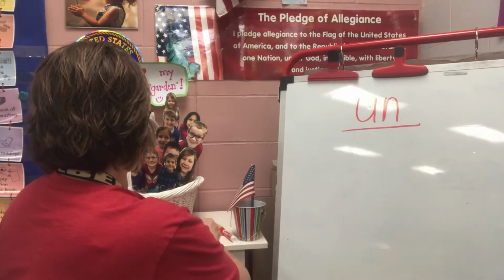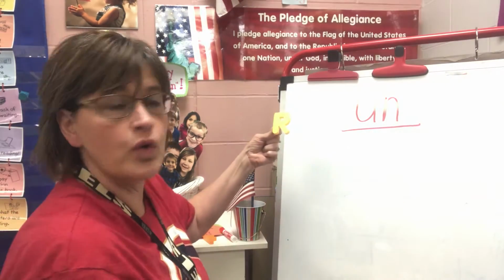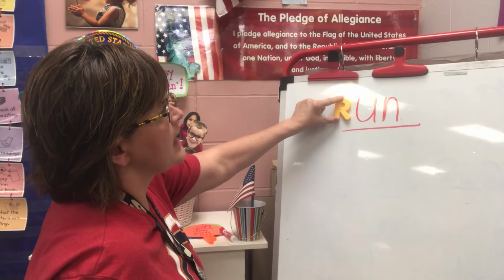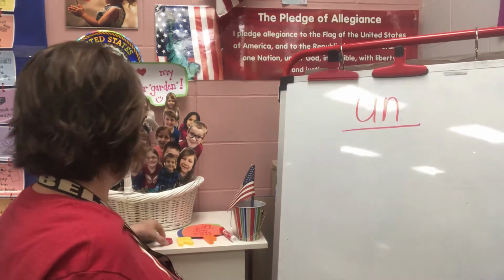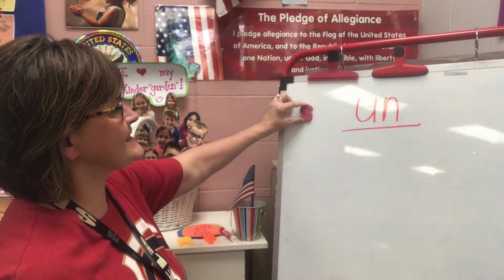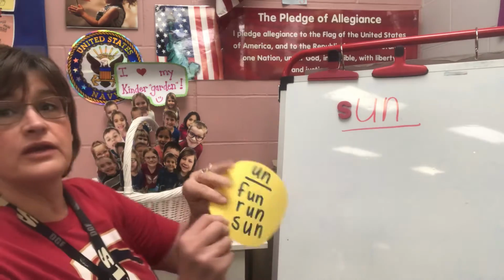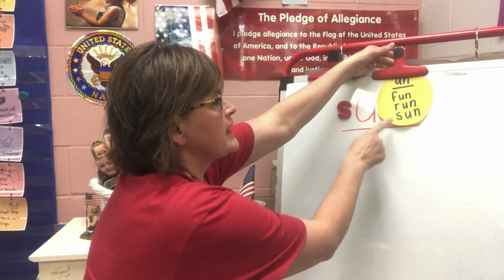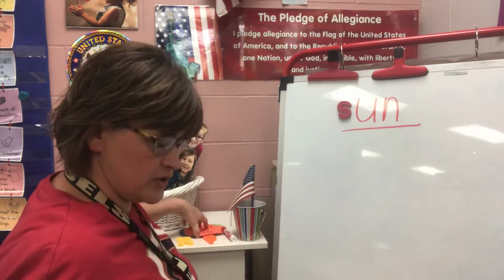And then we can take letter R. Here we go. Run. Fun and run. And let's try S. Here we go. Sun. So you will have all of your words. Fun, run, and sun.